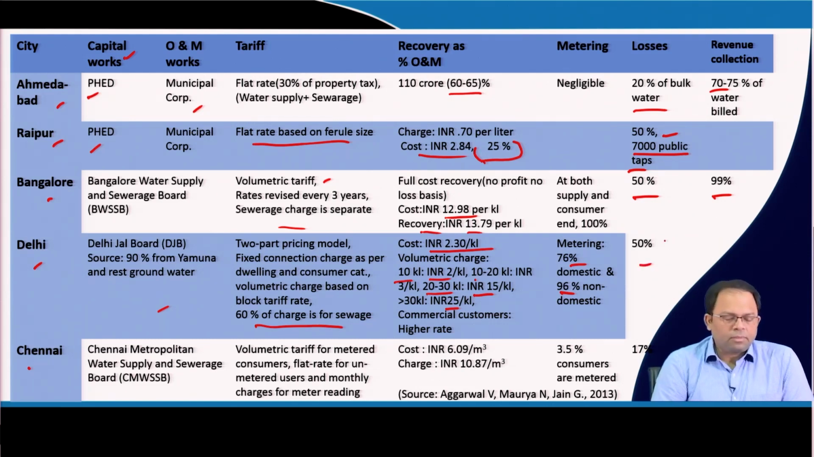lost. In case of Chennai, water supply, operation, maintenance and capital work is all done by the Chennai Metropolitan Water Supply and Sewerage Board. They have got a volumetric tariff for metered consumers and a flat rate for unmetered users, and monthly charges based on meter reading. That is also being charged, because of the meter reading charges, and the cost is around 6.09 INR per meter cube, whereas the charge is around 10.87 INR per meter cube, and 3.5% of consumers are metered and 17% of the water is lost. So, at least the loss volume is very, very less.